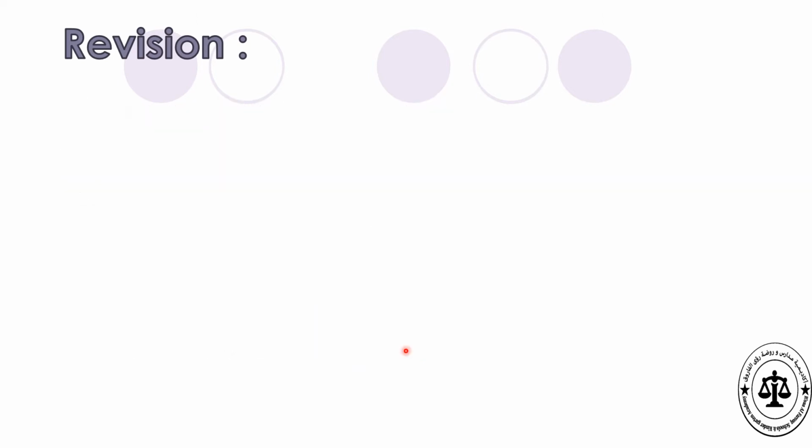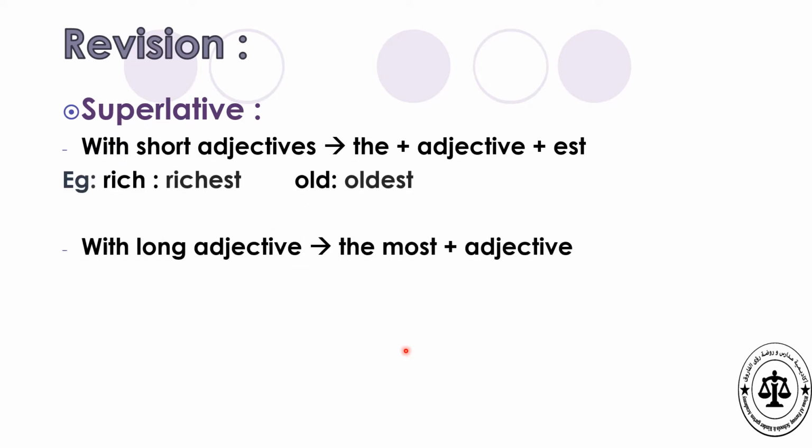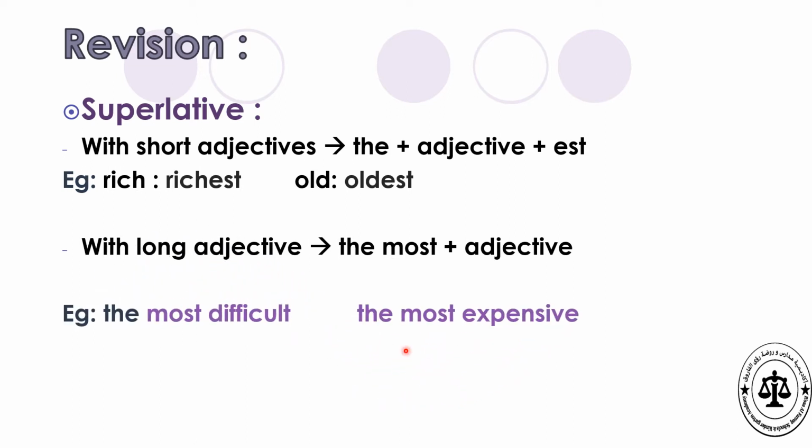But in superlative, that we have one item, with short adjectives we add est with the adjective, and with the long adjectives we use the most and the adjective and complete the sentences. So these are the examples in superlative: with short adjective, rich, richest; old, oldest; and in the long adjective we say the most and the adjective, difficult. This is the long adjective. The most expensive. This is a long adjective that has more than one syllable, as we see here.